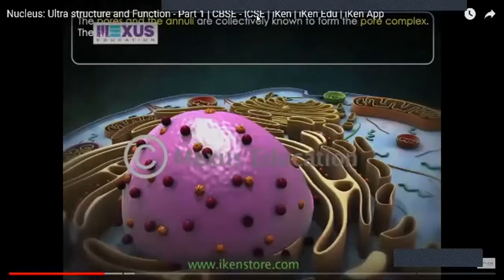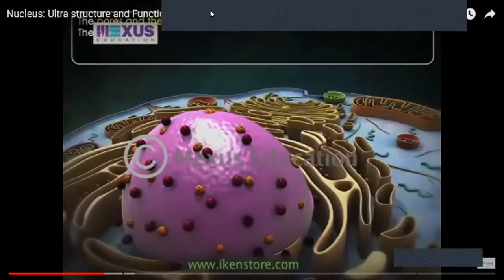Acha, who is going to tell me why a nuclear pore cannot be simply a hole? Why is it required to have annuli and the pore complex structure? Any idea? Anyone? Yes, Ayushi? Ma'am, because if it were simply a pore, then it would allow all the substances to pass without any semi-permeability. Very good, beta. And we know inside the nucleus, the most important part of the cell is present. That is the DNA, isn't it? So obviously, to have control over the movement of particles in and out, this pore complex plays an important role. Very good, beta.